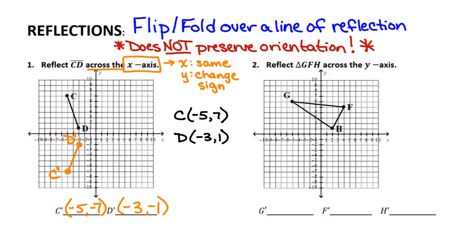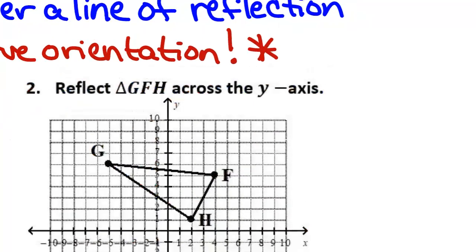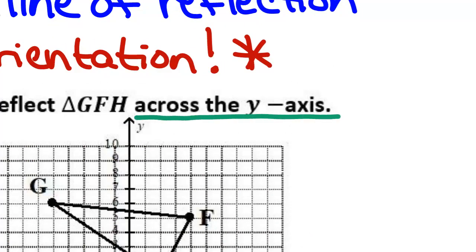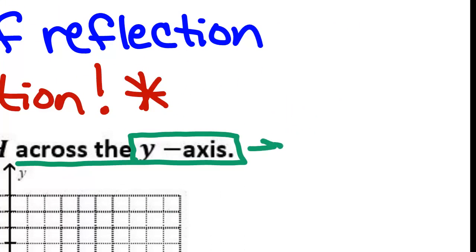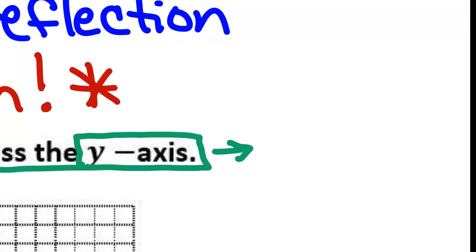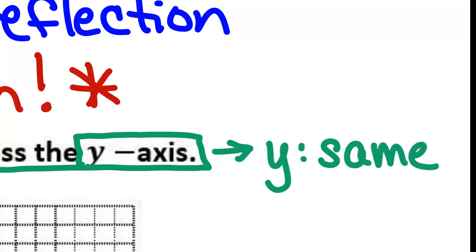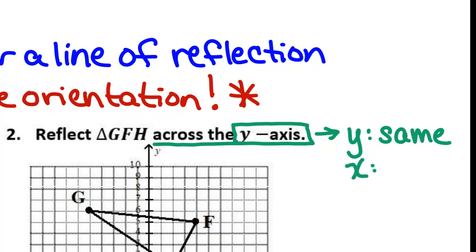Let's look at number 2 now. Number 2, we're going to reflect across the y-axis instead of across the x-axis. So if we reflect across x, that means x stays the same and y changes signs. What do you think it's going to look like when we reflect across the y-axis? Yes, y stays the same and x changes signs.